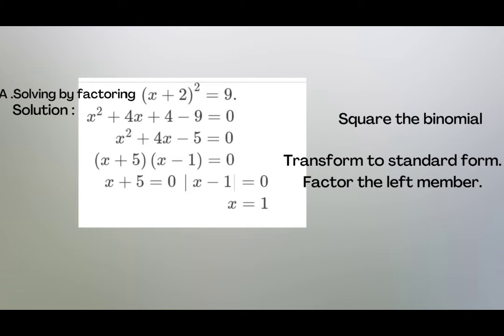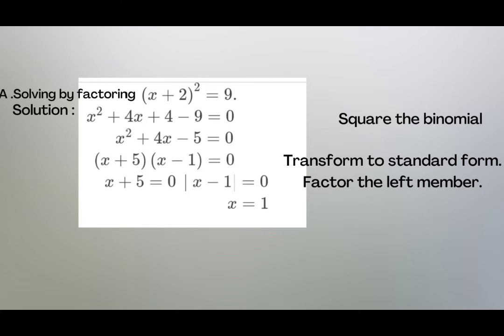Another example by factoring. x plus 2 quantity squared is equal to 9. So this is the solution. x squared plus 4x plus 4 minus 9 is equal to 0. So you just square the binomial. So it will become x squared plus 4x plus 5 is equal to 0. Next step is to transform to standard form. So it will become x plus 5 times x minus 1 is equal to 0.